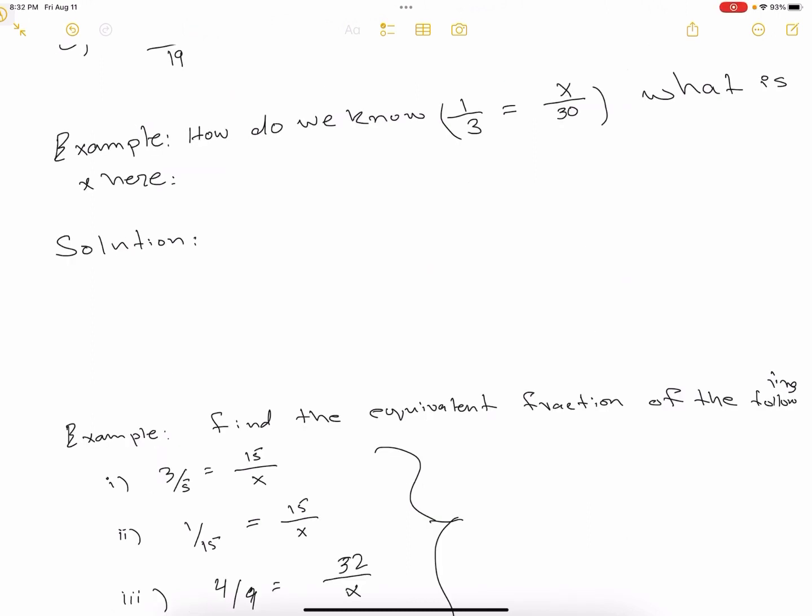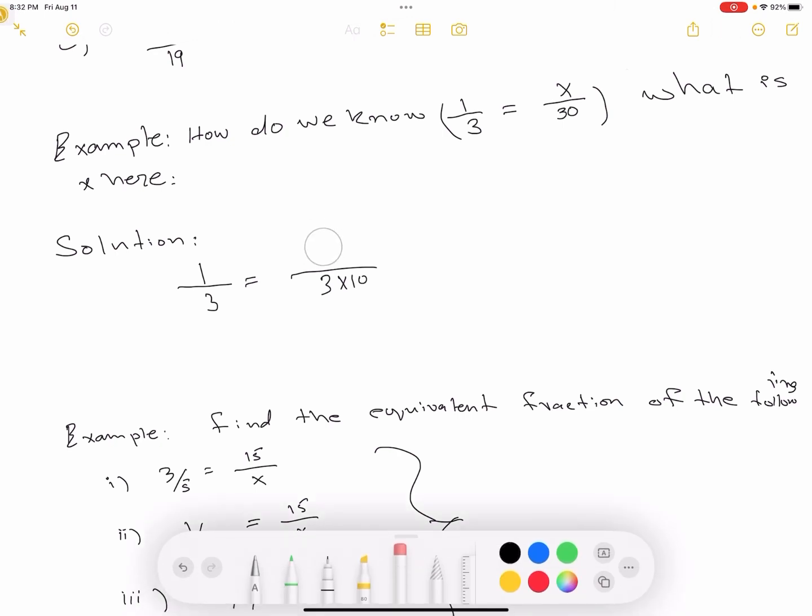We have an example here. How do we know what x is here? 1 over 3 is equal to x over 30. x is a missing number. What is it? The original fraction is 1 over 3, and in the second one the denominator is multiplied by what? 3 times 10. If this is multiplied by 10, then x should be multiplied by 10 too. So that will be 1 times 10. So 1 over 3 is equal to 10 over 30, and x is actually 10.